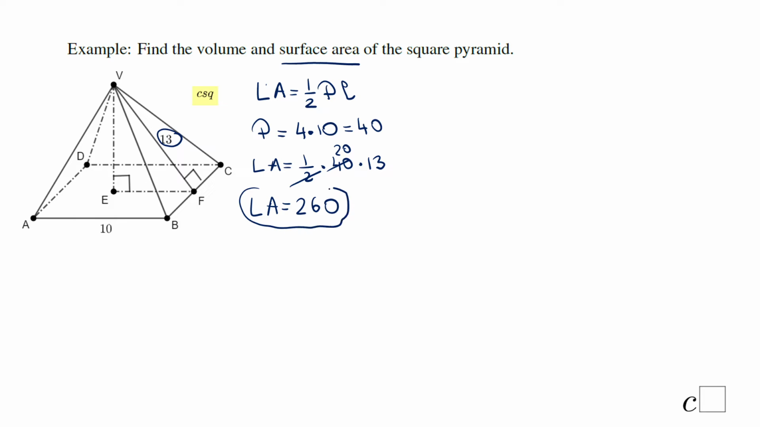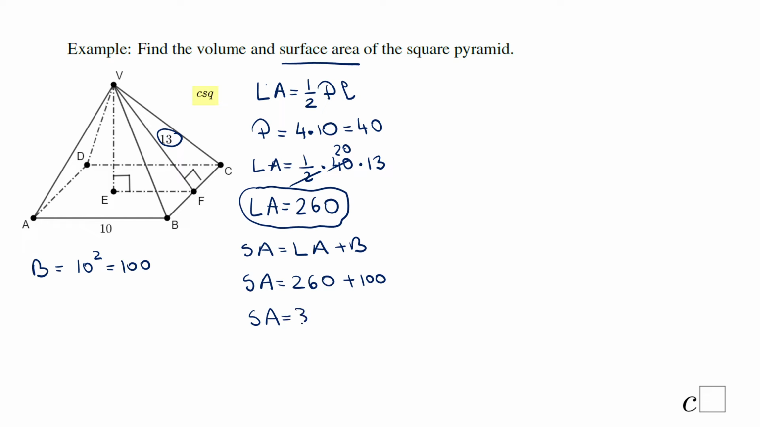Remember, area is measured in square units. We can move to the surface area, which is the lateral area plus the base. We know the lateral area, we just found it. But what about the base? The base is that square. We had it in the previous problem, 10 by 10, so 10 squared, and that will be 100. So the surface area will be 260, the lateral area, plus 100, that base, and that will be 360 square units.